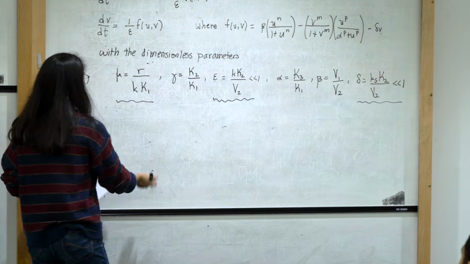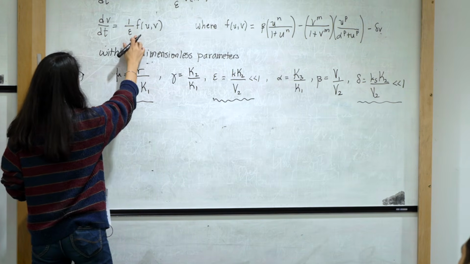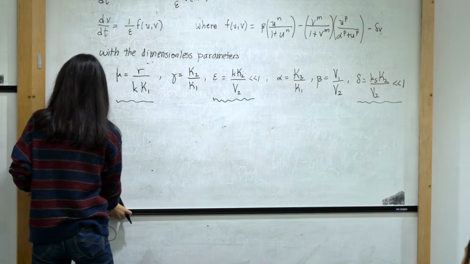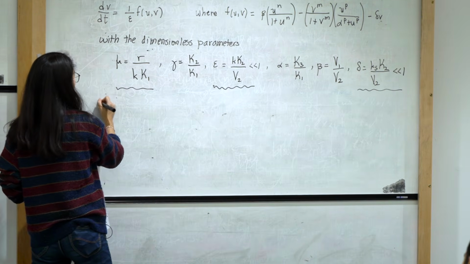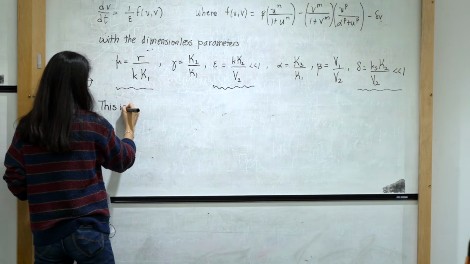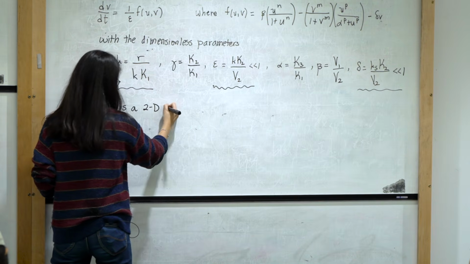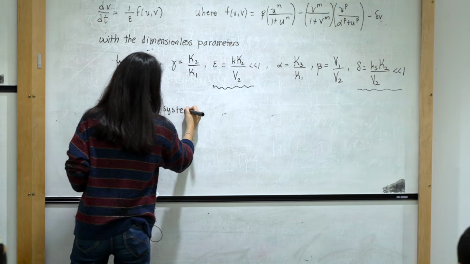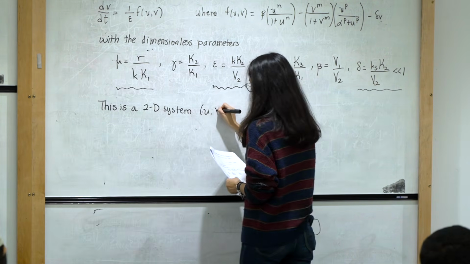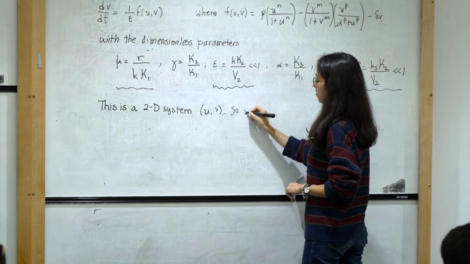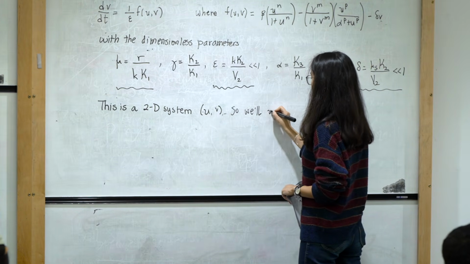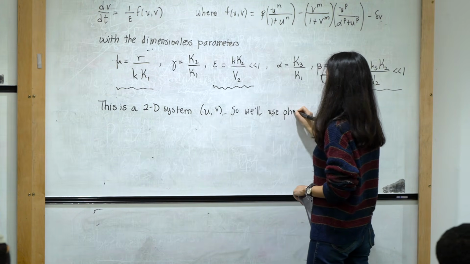Okay, so how do the null clines look like? This is the first thing I want to do. This is now a 2D system that involves the variables U and V. So we will use, as usual, phase plane analysis.